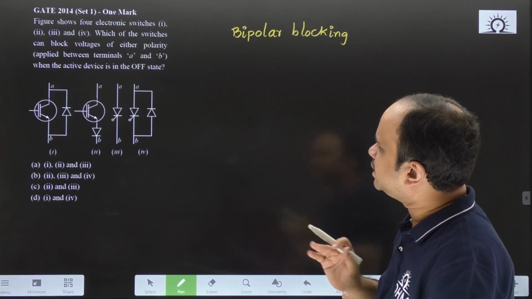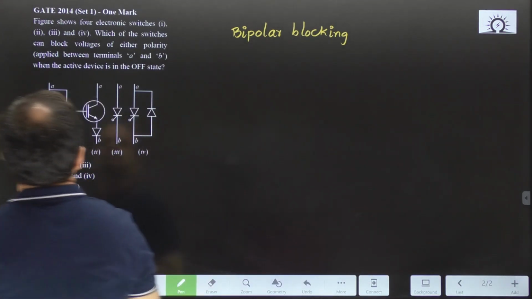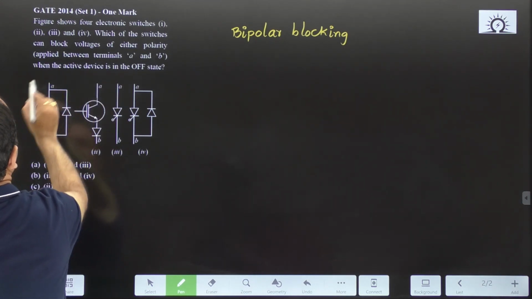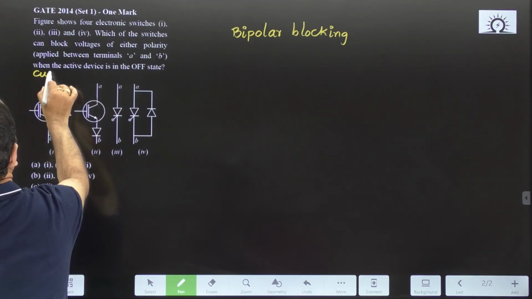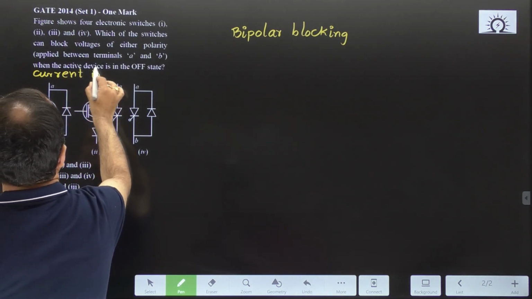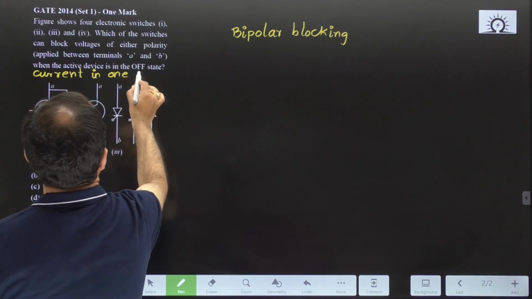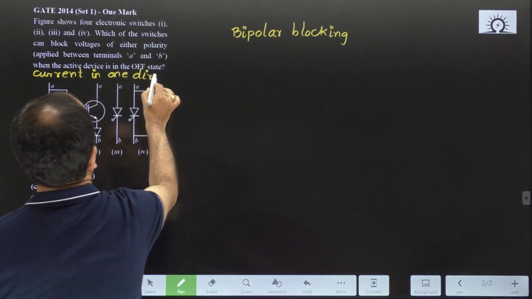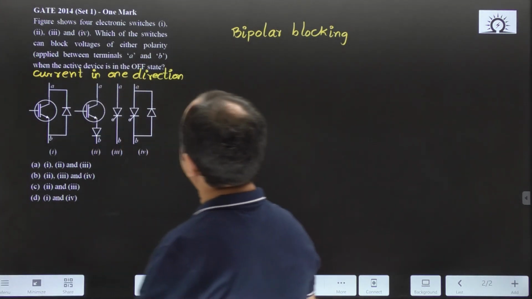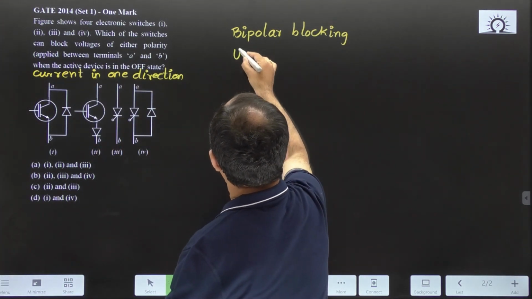So, as per my knowledge, some statement is missing. A current should be carried in one direction. Therefore, we need a unidirectional switch.